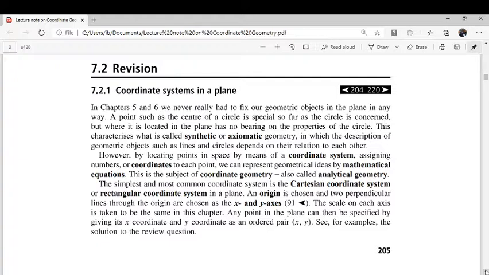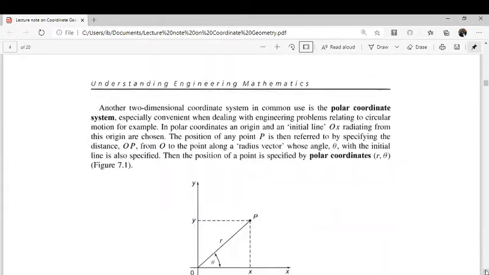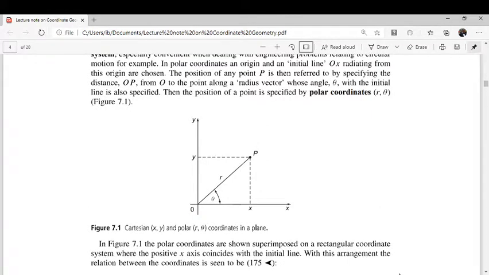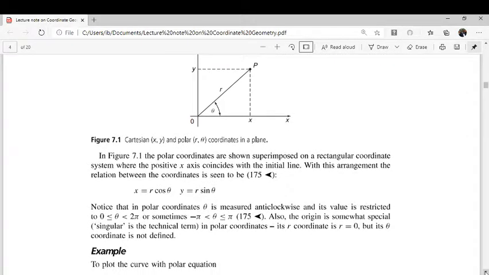So a point in a space, and the space we are looking at is a coordinate system that has a rectangular coordinate system. We call it a Cartesian coordinate system, where you have y and you have x. This is an example of a Cartesian coordinate system where this is your y, this is your x.